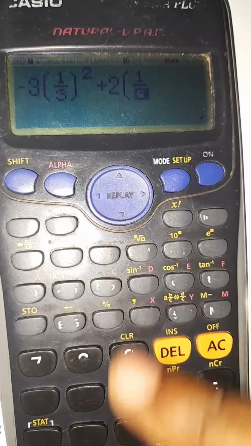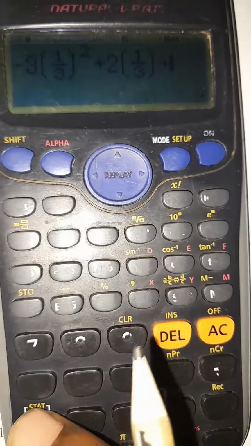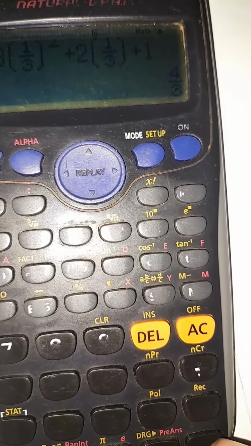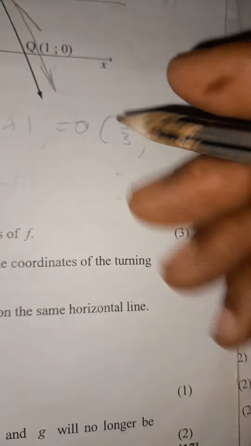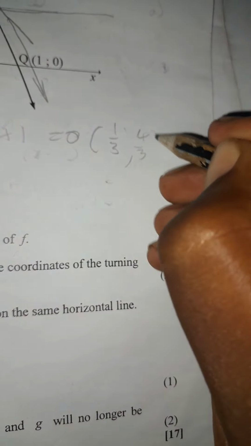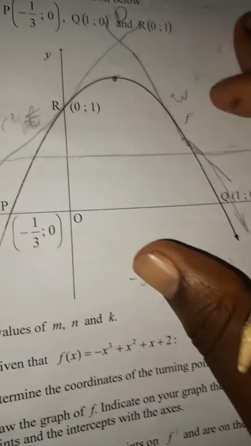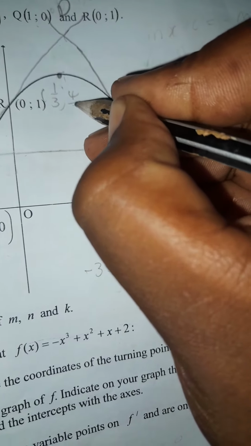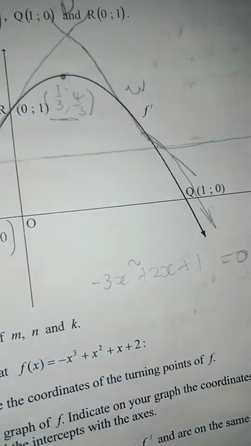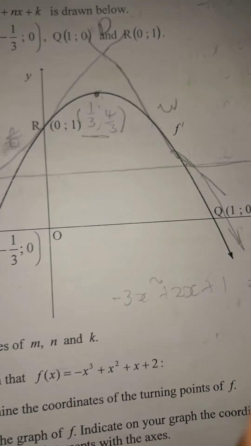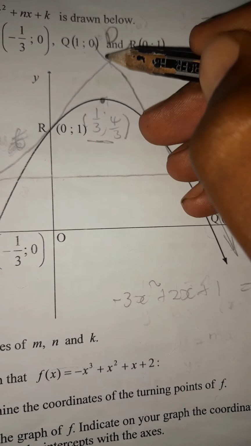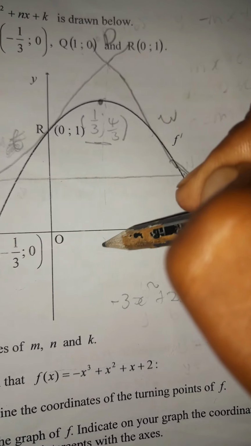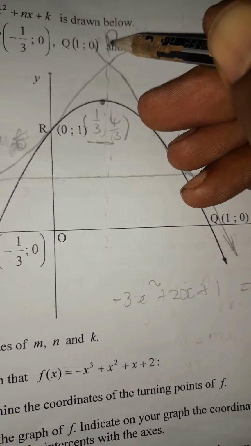1/3 plus what? Plus 1. Okay, yeah, right. That will be 4/3. Mind you, this is the turning point. So in this case, we are going to have 1/3 and 4/3. Okay, this is very vital to write because it will help us. So the symmetry line will pass here, and there will be a symmetry line that passes here.